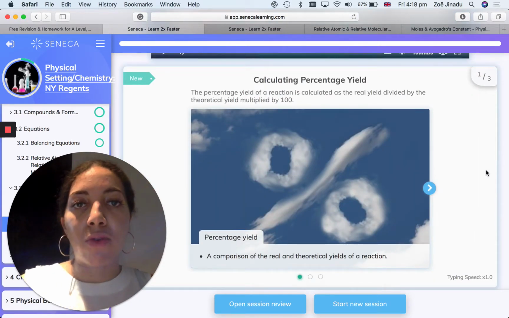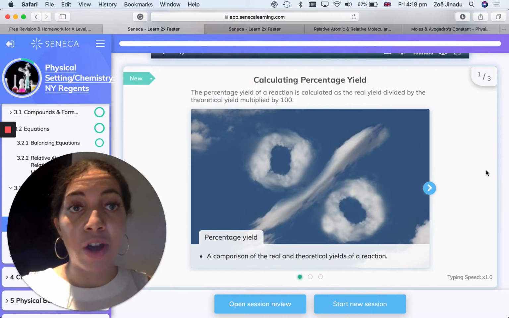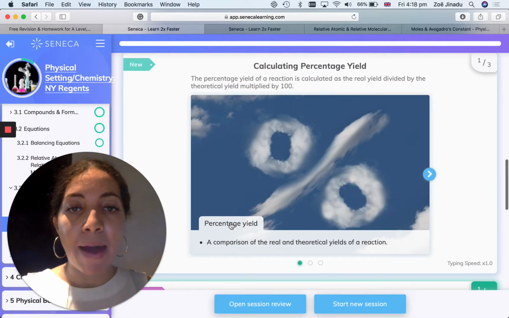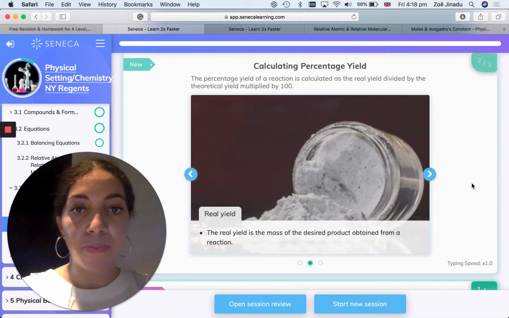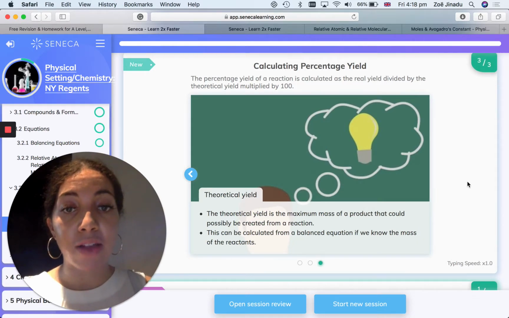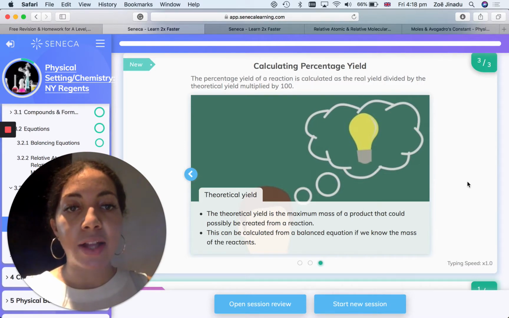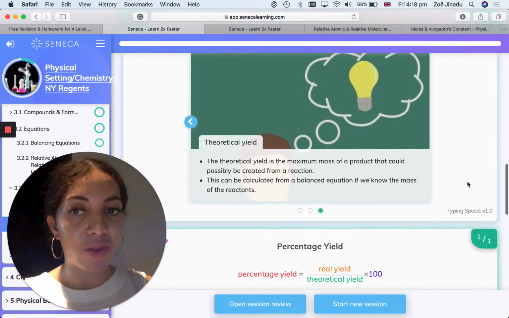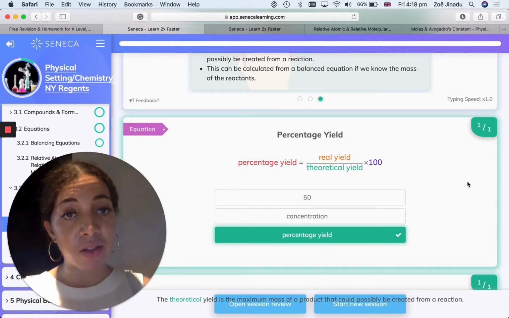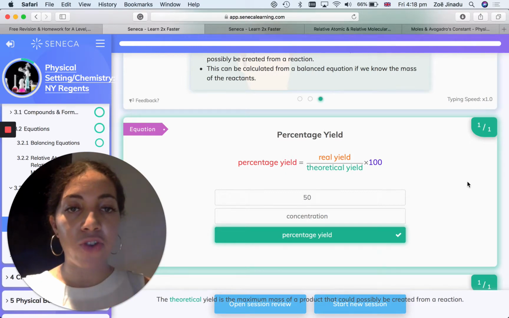The percentage yield of a reaction is calculated as the real yield divided by the theoretical yield multiplied by 100. So a comparison of the real and theoretical yields of a reaction is percentage yield. The real yield is the mass of the desired product obtained from a reaction. The theoretical yield, however, is the maximum mass of a product that could be created from a reaction. This can be calculated from a balanced equation if we know the mass of the reactants. So, percentage yield equals real yield divided by theoretical yield, all times by 100.